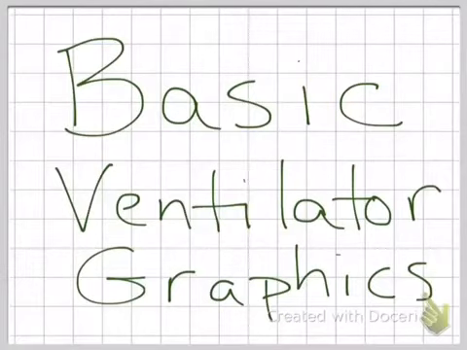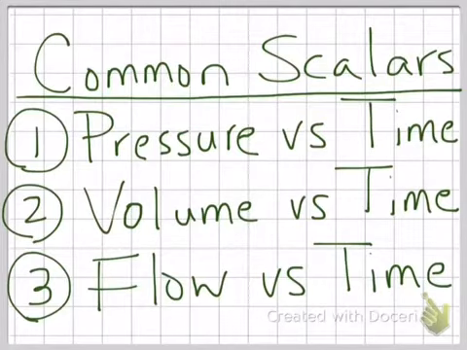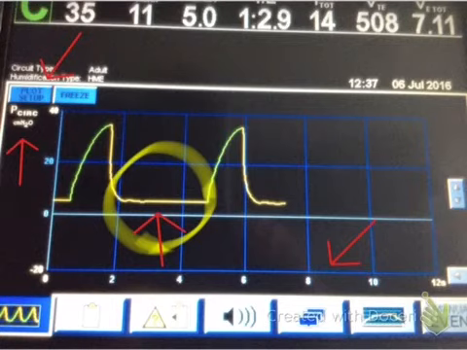This tutorial is on basic ventilator graphics as shown through the 840 Puritan Bennett ventilator. On most ventilators, the common scalars that can be selected are pressure versus time, volume versus time, or flow versus time.